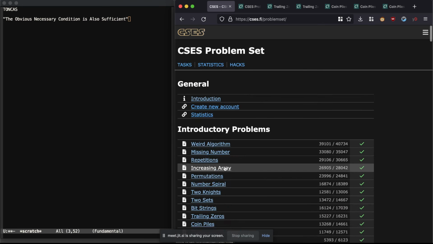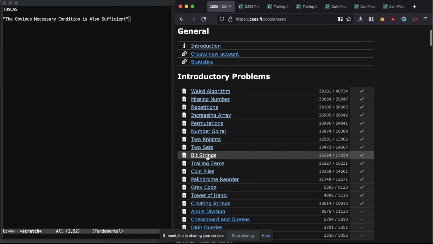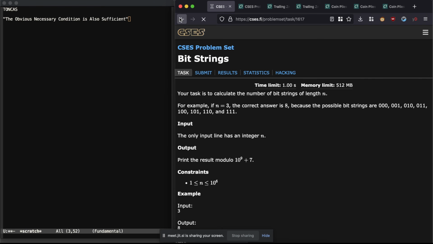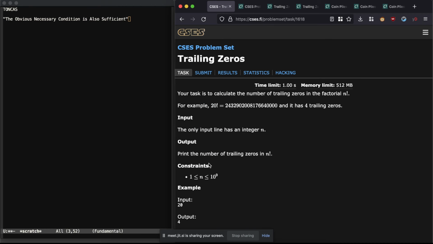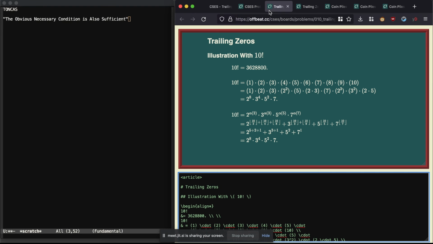The problems, and the next problem that we have today is bit strings, I think. No, this is something we saw yesterday. We have trailing zeros. Yeah, this is an interesting problem. This used to be actually little mathematics puzzles in my high school days. So the problem is based on that puzzle, and it's a very simple problem.